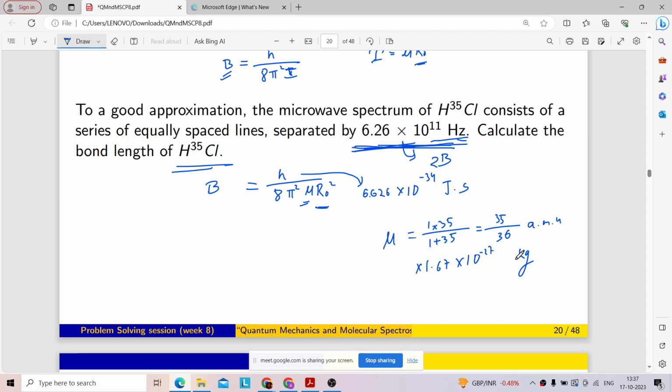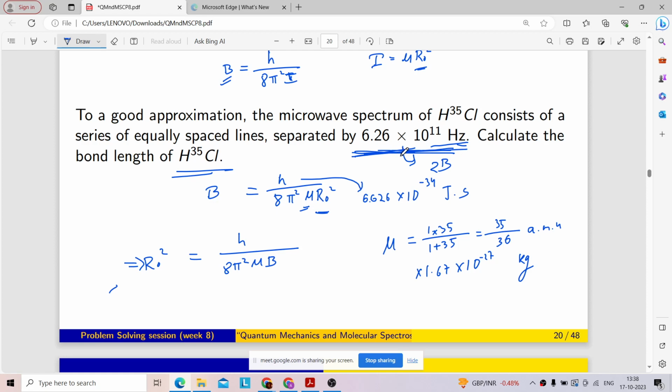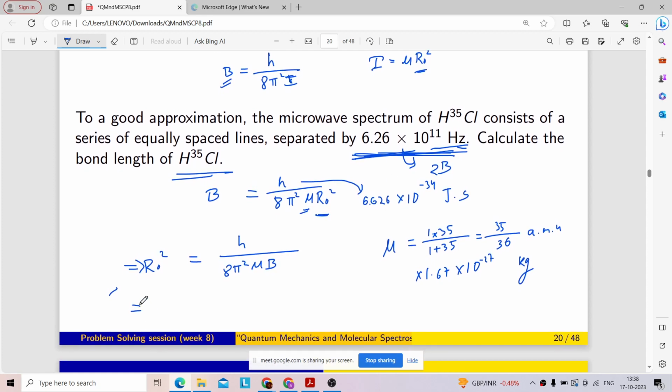So r naught square will be h over 8π² μ times 2B. Let me write this down: r naught will be the square root of h over 8π² μ times 2B, and we have 2B equal to 6.26 times 10 to the power 11 hertz.